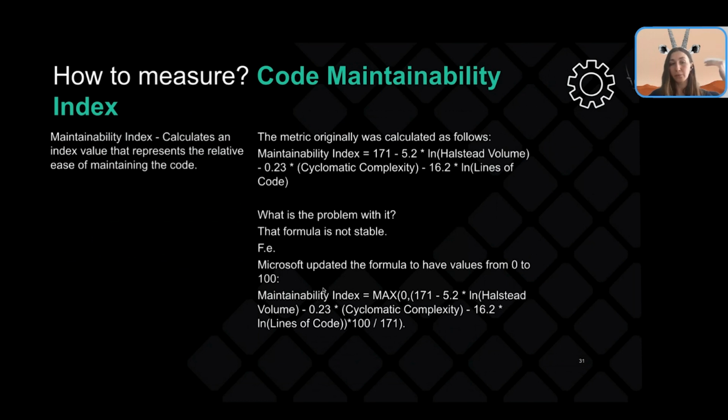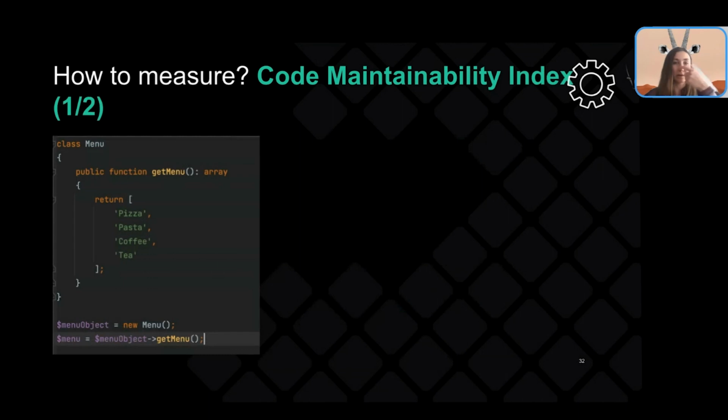So, for example, what Microsoft did is they wanted to have values in the code maintainability index between 0 and 100, so you can explicitly understand where you are. And this is the changed formula that they have. They added the max to the formula, and then they added 175 in the end, basically to have this percentage thingy. And what does it mean for us? The higher the value we have, the higher the maintainability we have. So kind of a higher value is good.